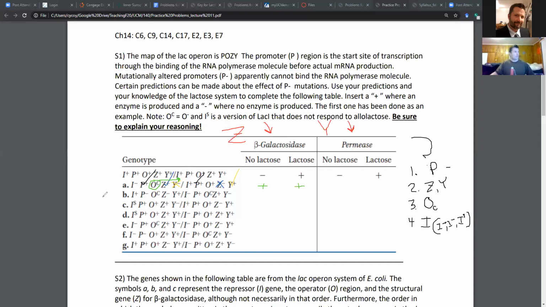Okay, so we looked at the promoter on A. Promoters are working in both places, fine. We looked at the Z and Y. Well, we see a Z working here, broken here, working here, broken here. All right, we looked at the OC. We have an OC. Well, we can already answer half of this. Regardless of lactose being present or not, beta-galactosidase is being expressed because this Z right here is always on because of that OC. So now we're done with this side over here.